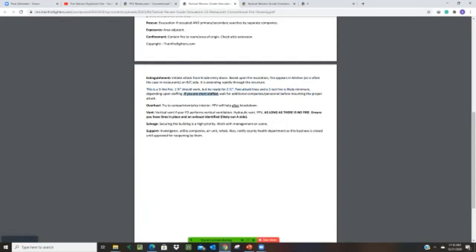If you're short-staffed, wait for additional companies and personnel before mounting the proper attack. That doesn't mean you can't do what? Transitional or attacking from the outside, or make an egress path for the victims, which is the key here. Okay.